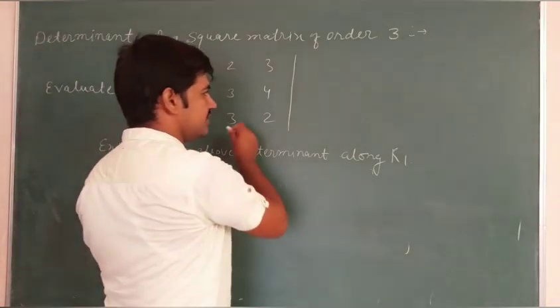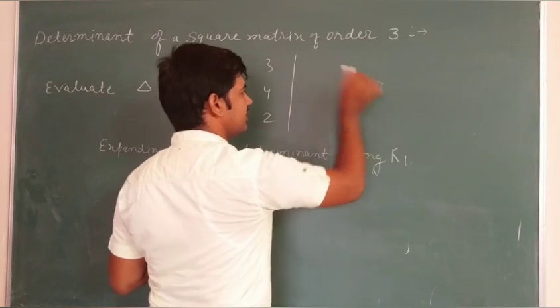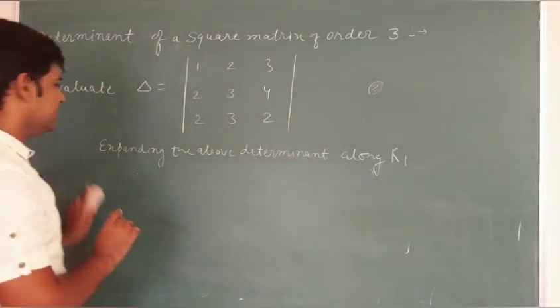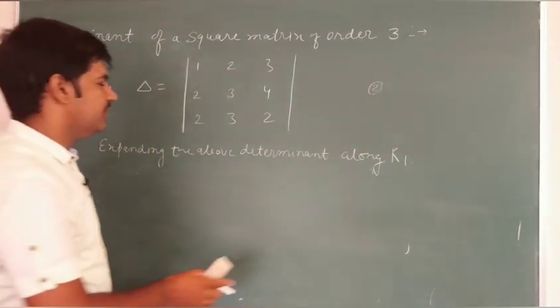What answer have we got? What is the value of this particular determinant? 2 is the value of the determinant we have got. Okay. Now I am expanding this particular determinant along any other row.